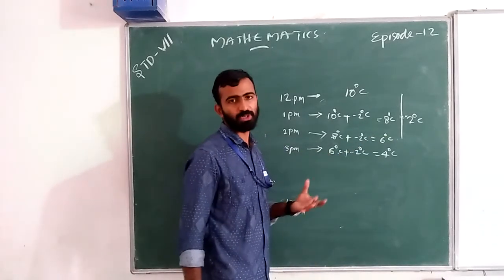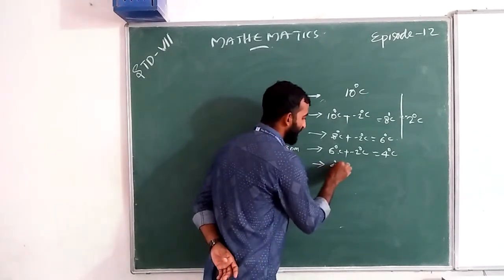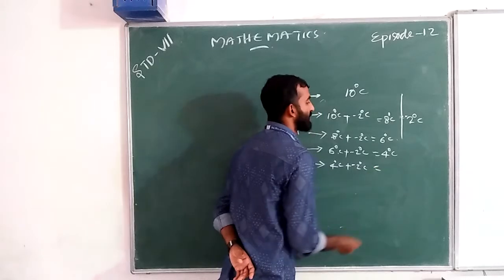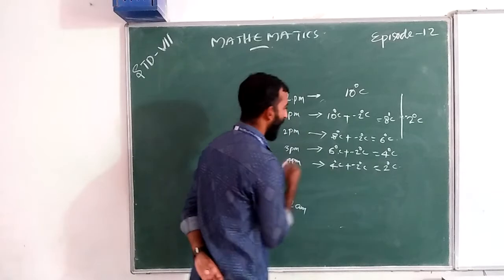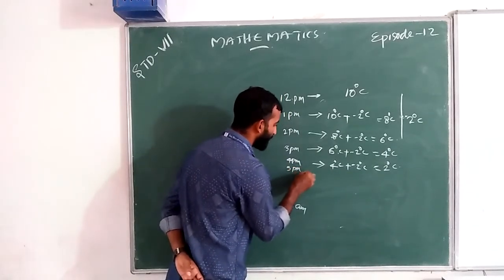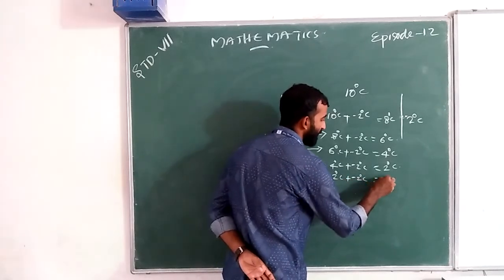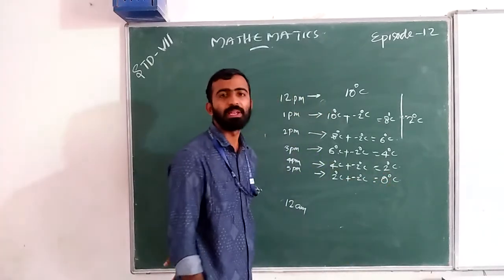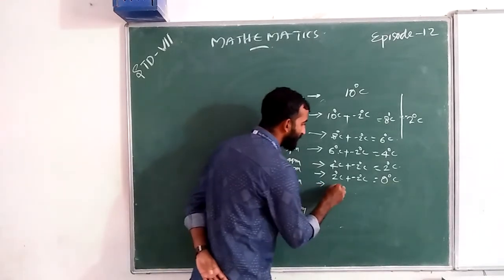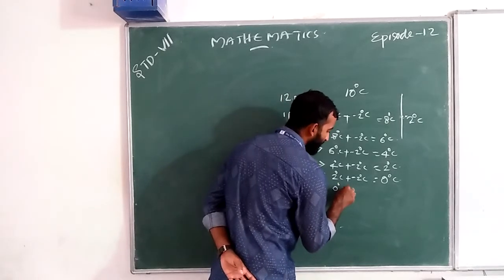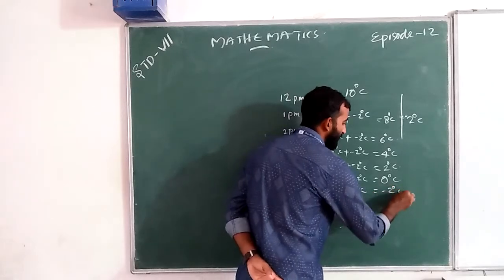This is represented as degrees Celsius, that is the unit of temperature. At 4 p.m., 4 degrees Celsius plus negative 2 degrees Celsius is 2 degrees Celsius. And next, 5 p.m., we get 2 degrees Celsius plus negative 2 degrees Celsius, we get 0 degrees Celsius. And at 6 p.m., we get 0 degrees Celsius plus negative 2 degrees Celsius, that is negative 2 degrees Celsius.